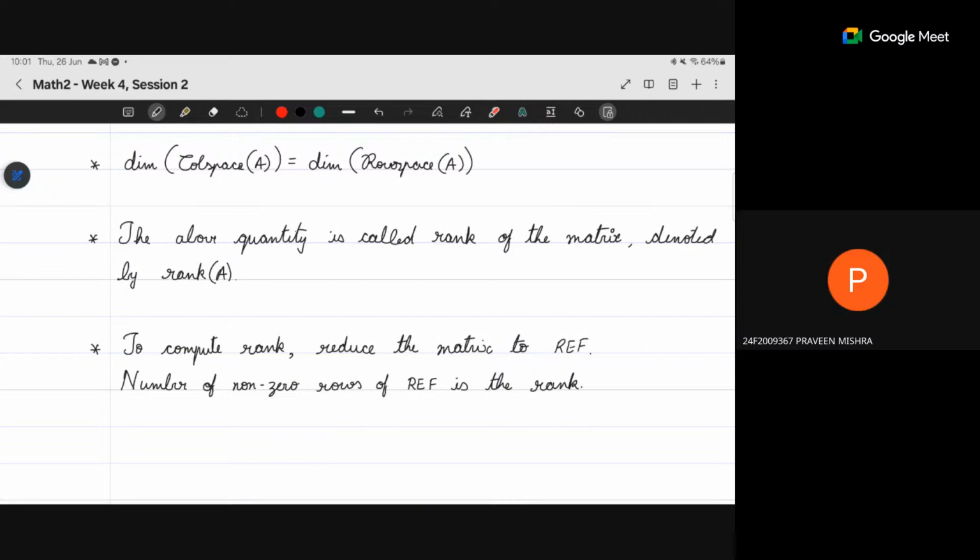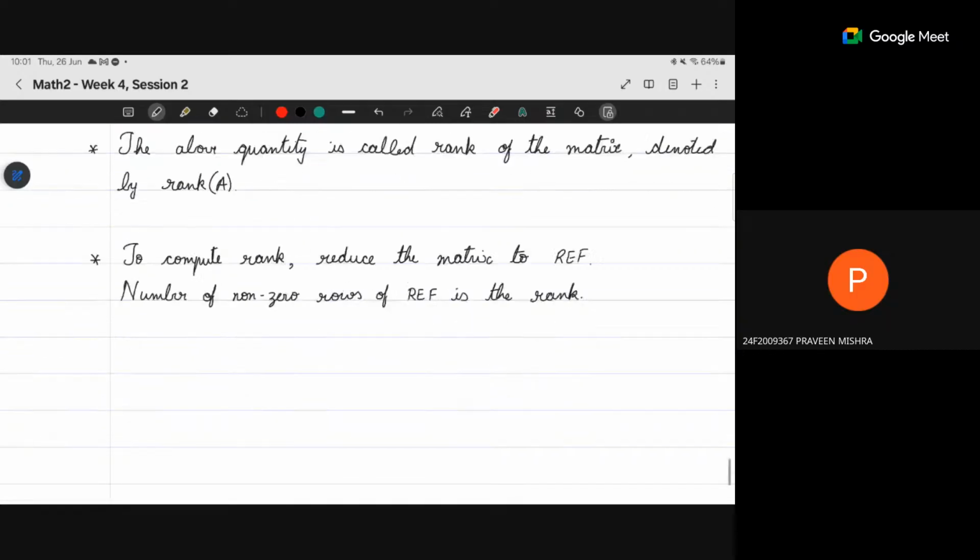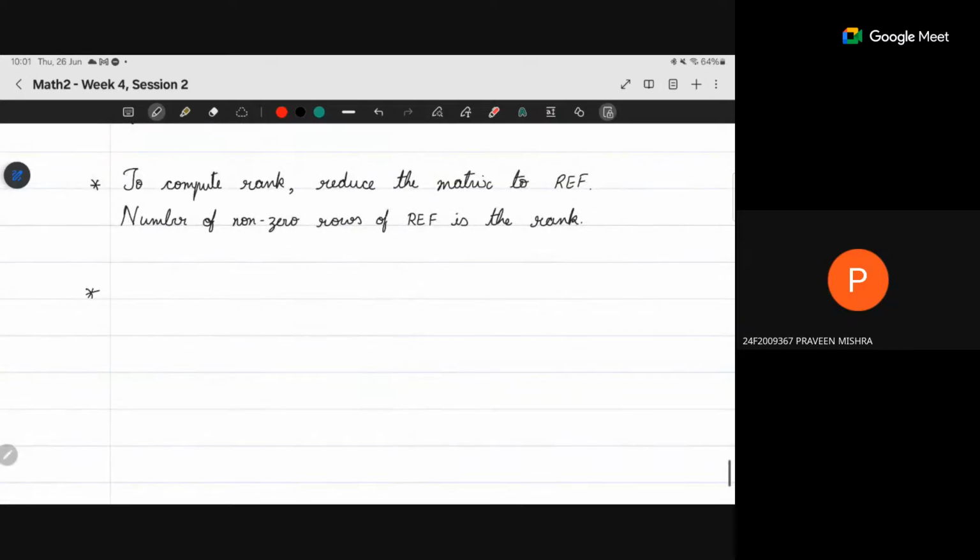All right. So one quick statement which I would like you to think about and come up with an answer if possible: if A is an M cross N matrix, if you already know this fact, then maybe don't answer. What is the maximum possible rank?